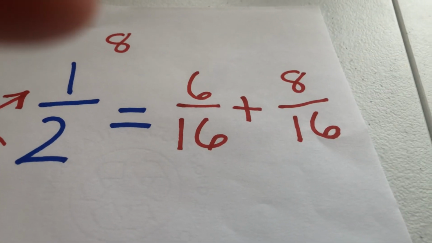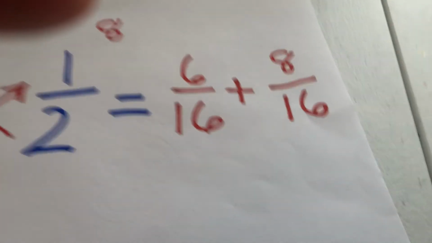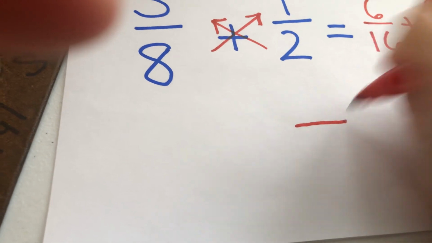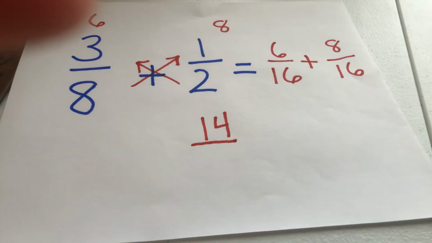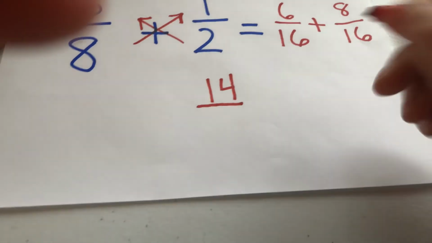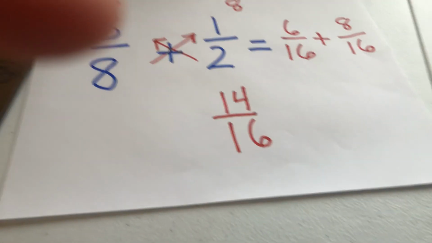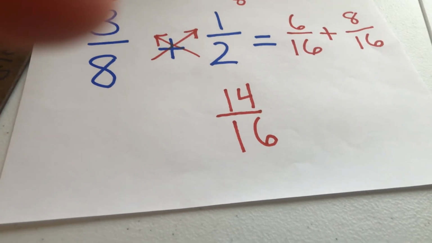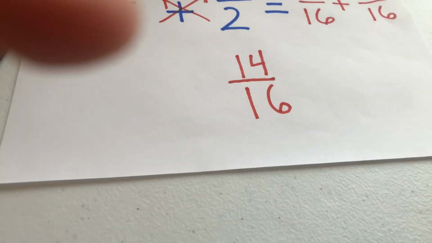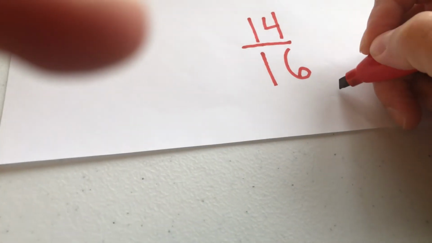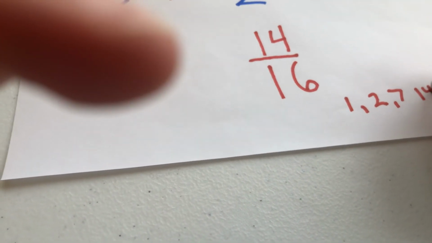Now we can add this problem because the denominators are the same. We're going to add 8 plus 6, okay? I'm going to put it down here. And that's 14. Okay, and our denominator stays the same. Bam. Now I'm looking at this problem and I can tell it needs to be simplified. Okay, we need to divide it down, divide it down, divide it down. Okay, so I want to list the factors of 14. We already did this before. 1, 2, 7, and 14.